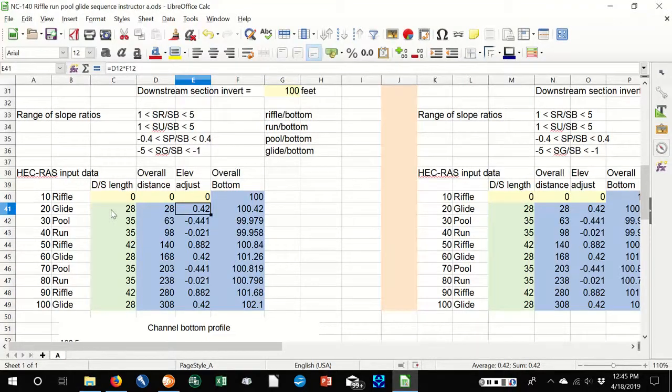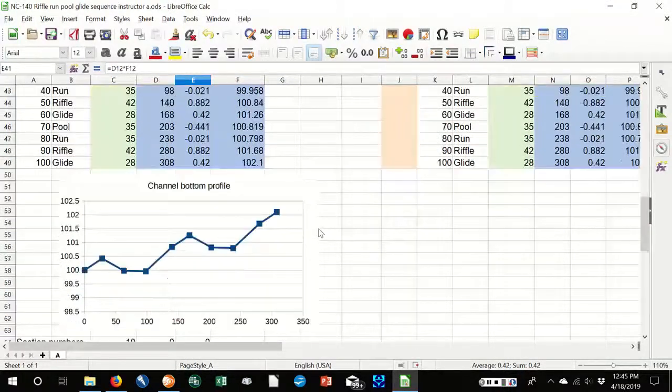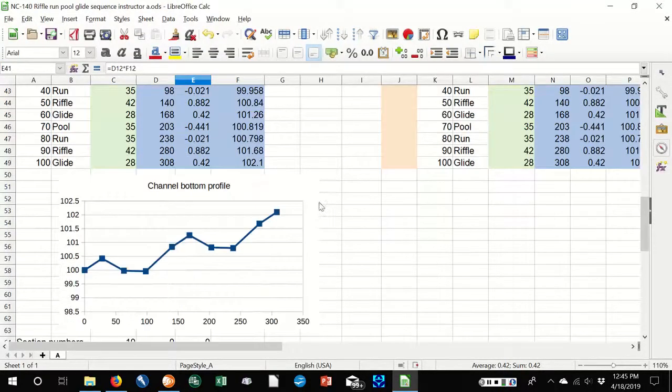See, the length of each facet is copied over here, and then the elevation adjustment is computed, and the overall bottom elevation is also computed. And then you can see, based on the overall distance and the overall bottom elevation, the bottom profile of the channel has been plotted.